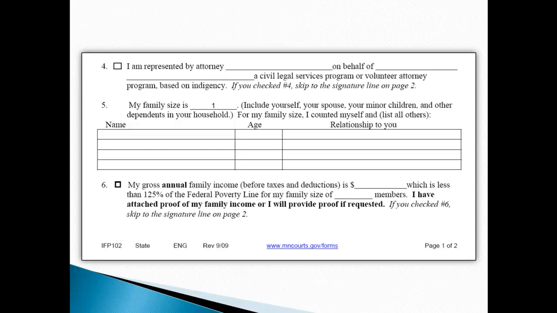If you are able to check the box on question 6, you can then turn to the second page and fill in the information under the signature line. Again, be sure to wait to sign this form until you are in front of a notary or court administration.